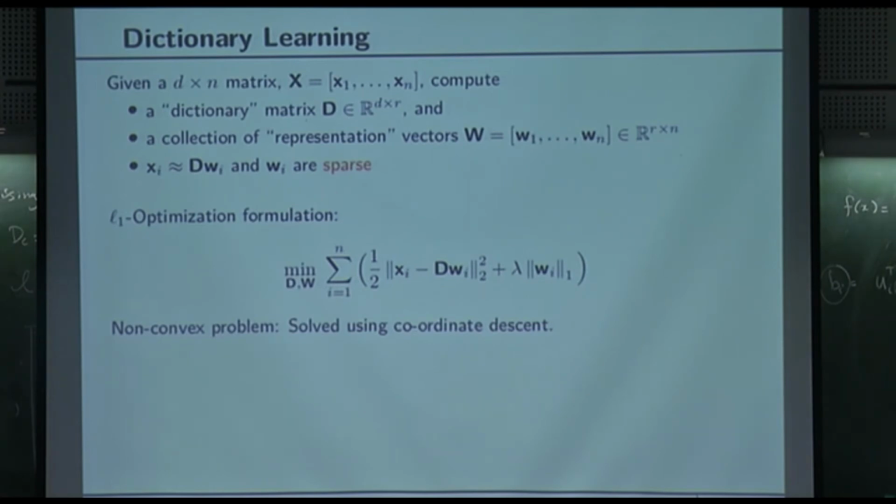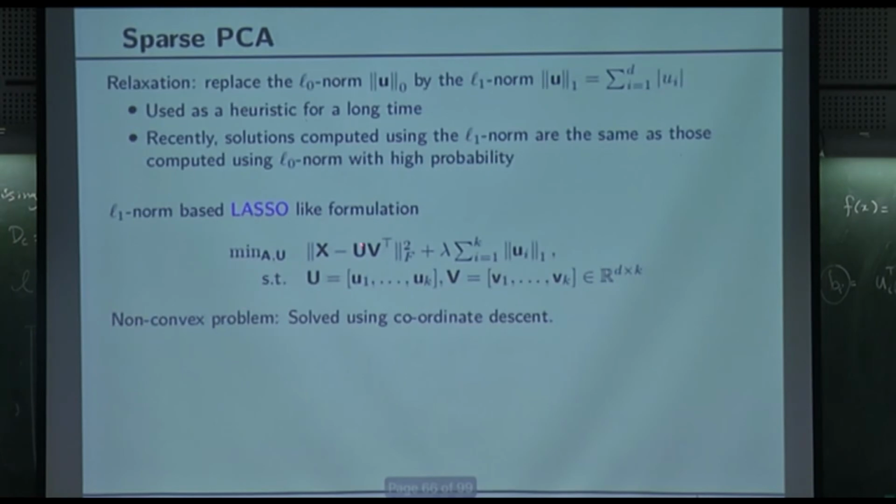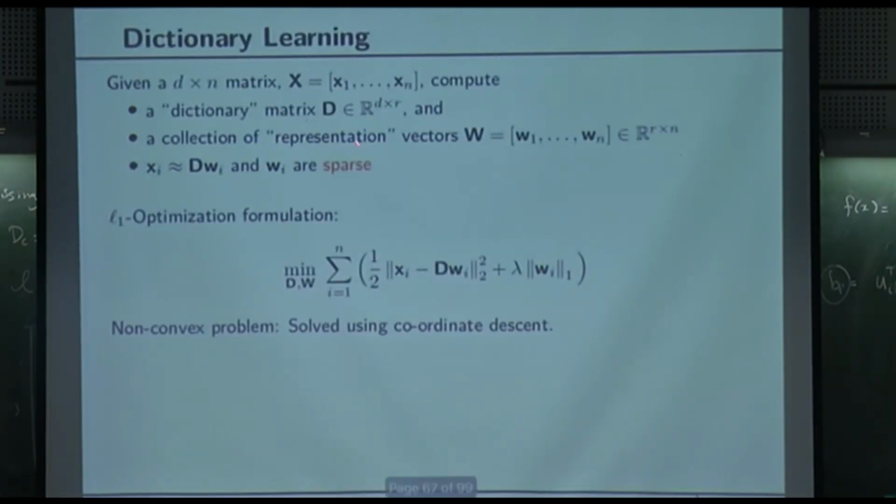Okay, so the difference between the two is that in one case you are really trying to find this u and v which are orthogonal. We really are trying to do PCA-like things, and in PCA you want u and v to be orthogonal. In this case I don't really care. The dictionary D could be huge. There's no need for orthogonality.